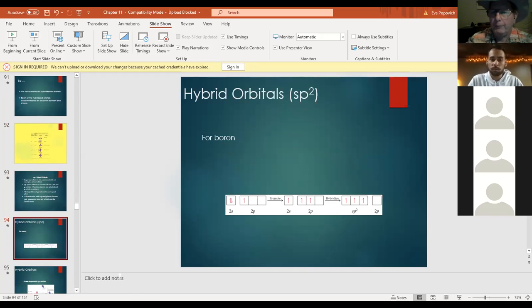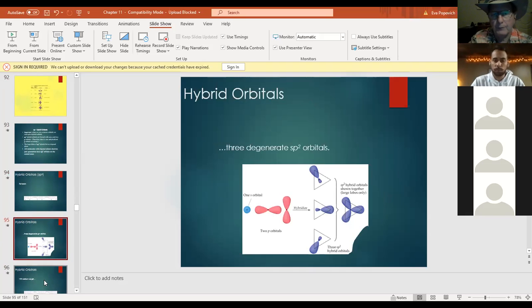So if I'm dealing with boron, boron has 5 electrons, the 2s is filled, 1 in the 2p. What happens is one of the electrons from the 2s gets promoted to the 2p, and then we hybridize it. So we end up with 3 sp2 hybrids and 1 2p orbital. They work together. They form 3 hybrid orbitals that orient themselves in a trigonal planar fashion.